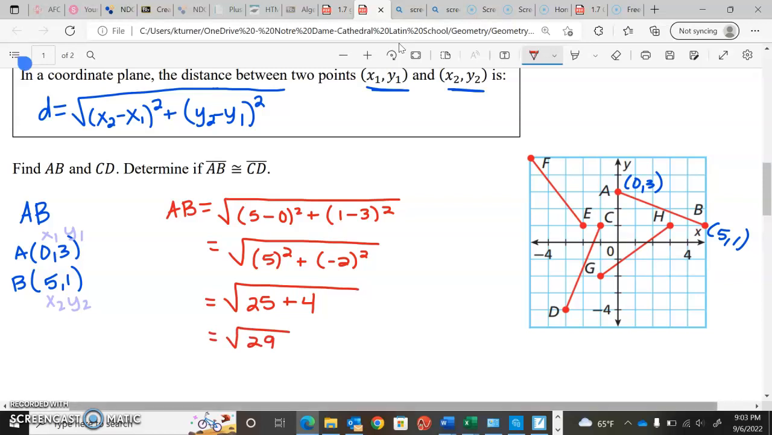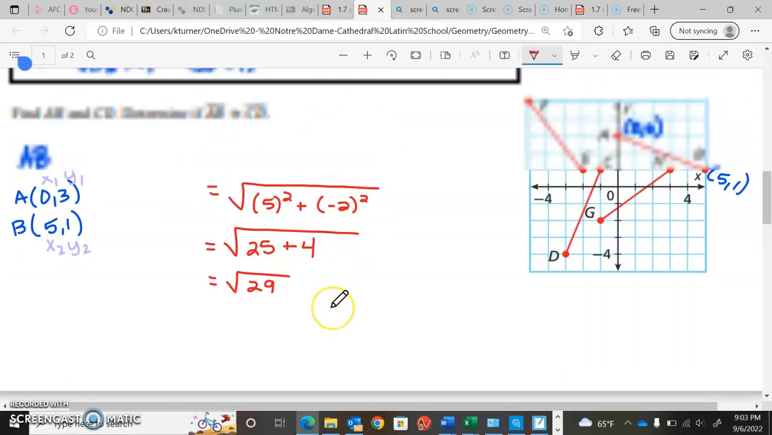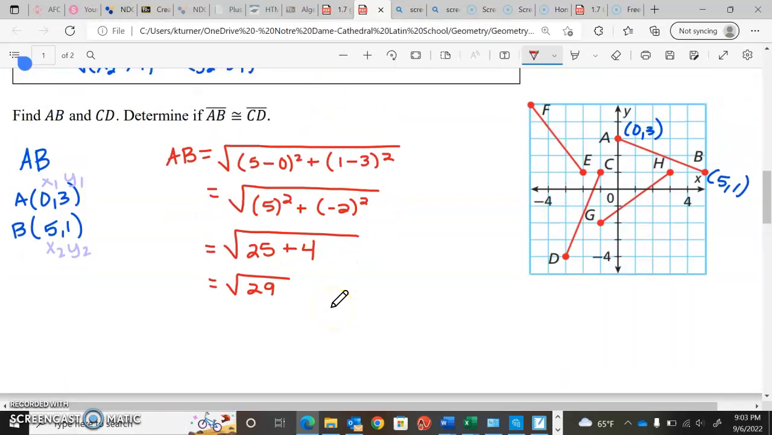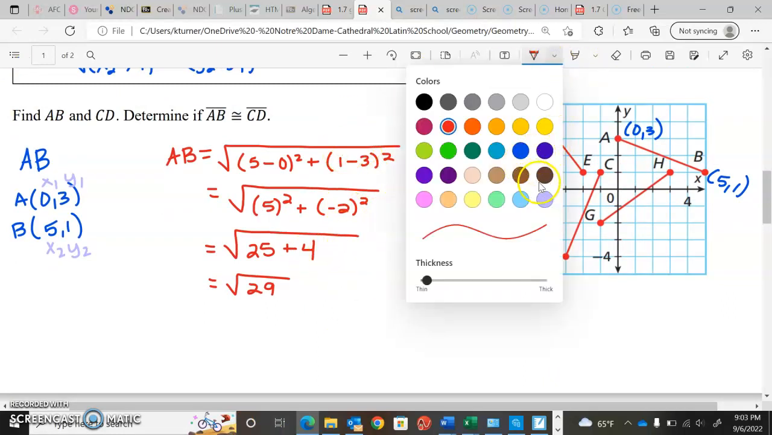And then the last step would be to take the square root. Because the 29 doesn't have a square root, I'm not even going to bother figuring out what that is in my calculator. I'm just going to leave it as square root of 29. Because then what I want to do is find CD and then see if they are the same. I'm running out of room here, so let me do CD over here off to the right.